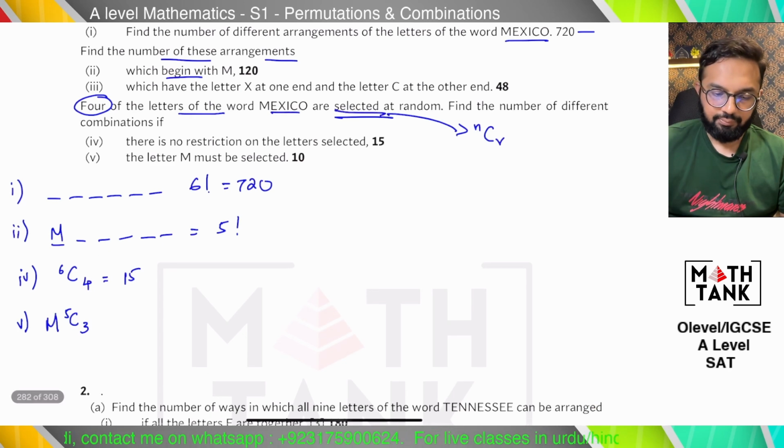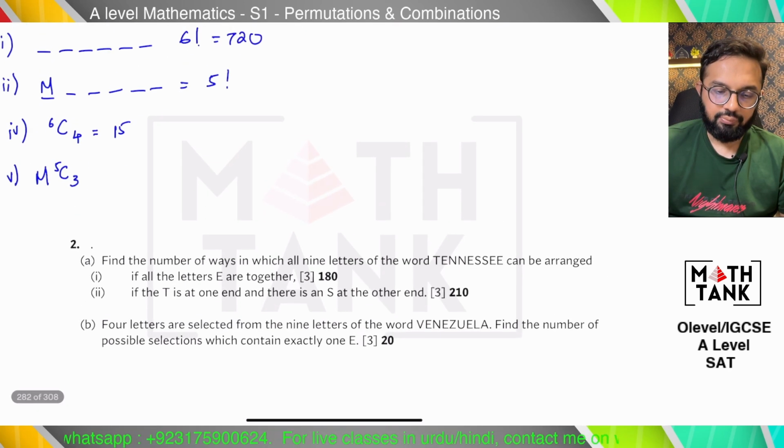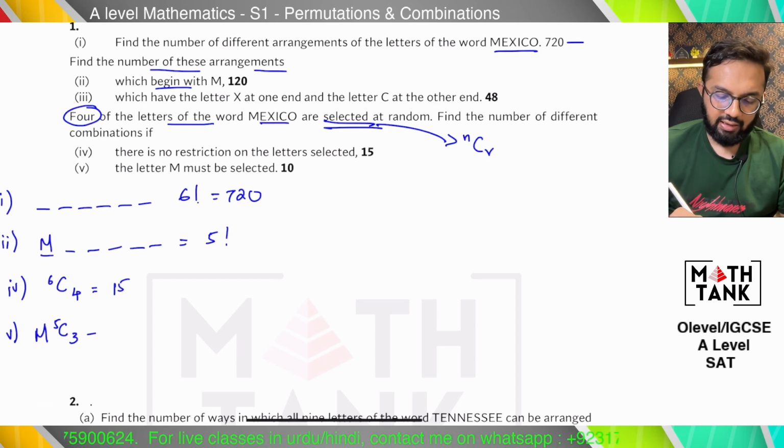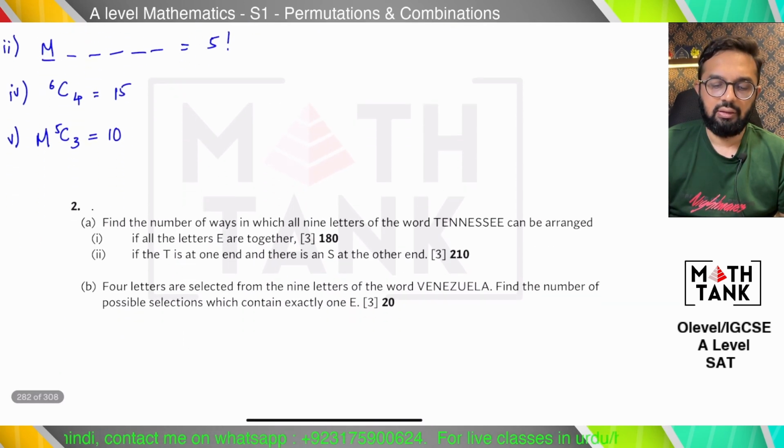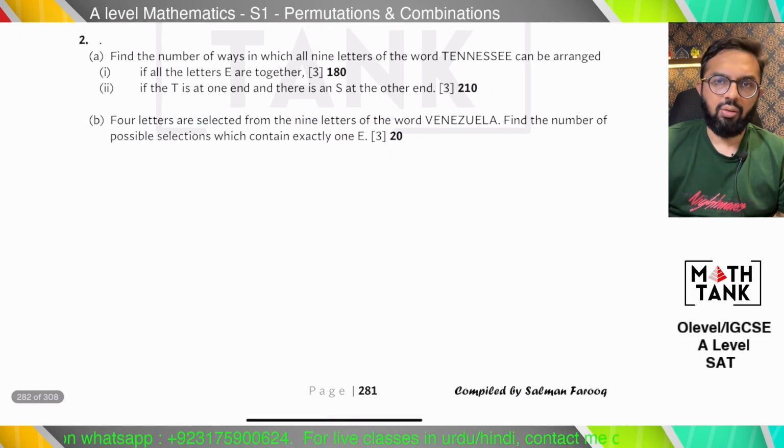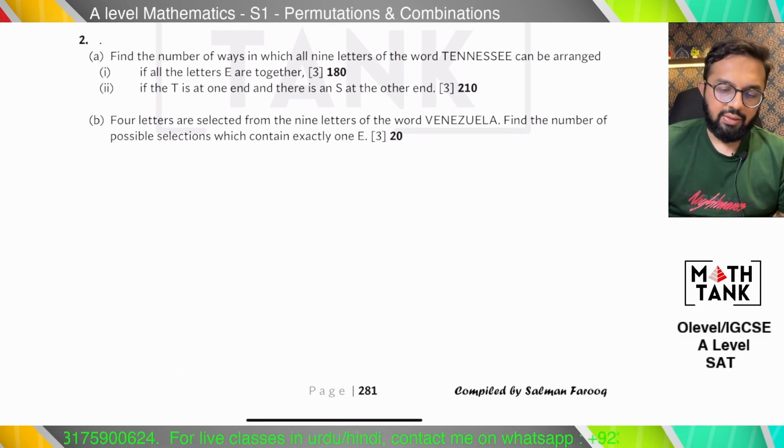So let's see if I get the correct answer. Yes, I'm getting the correct answer. 5C3 is certainly 10. Let's look at the next question now. Find the number of ways in which the 9 letters of the word Tennessee can be arranged.